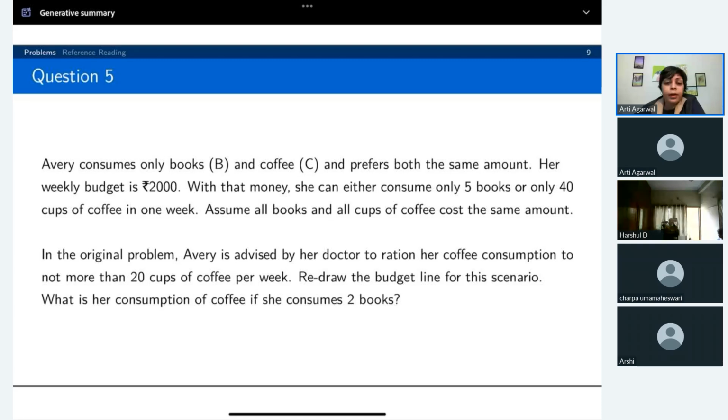Now her doctor is advising her to ration her coffee consumption, and she's told to not have more than 20 cups of coffee per week. So now you're asked to redraw the budget line for this scenario. And then you also have to calculate what is her consumption of coffee if she's consuming 2 books. Okay, so I'll give you a few minutes to think it over, how you will calculate this or how you will draw this. And remember, this time her income is not changing. It is just that there is some external factor, some constraint, because of which she is forced to not consume more than 20 cups of coffee. So I'll give you a moment to think about it.